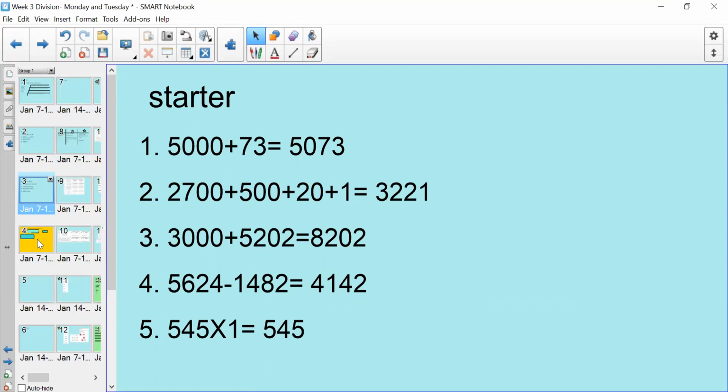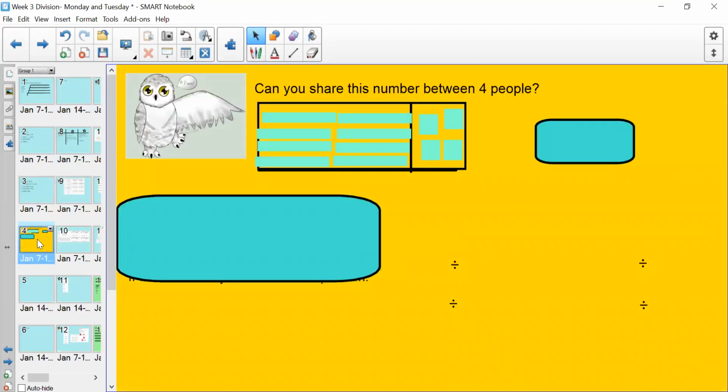Okay, today's big question is, can you share this number between 4 people? So have a look at what that number represents. Think about what the sum is going to be. We are sharing it between 4 people and see if you can work out the answer. So pause the video and get a pen and paper and have a go.